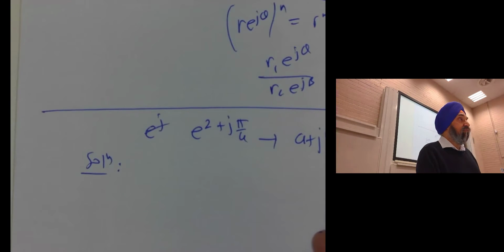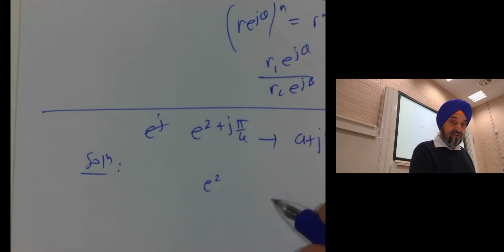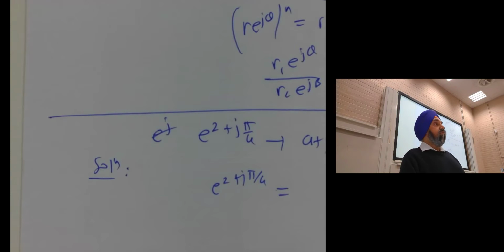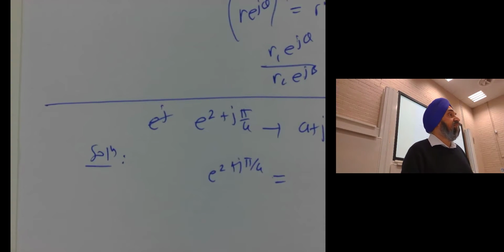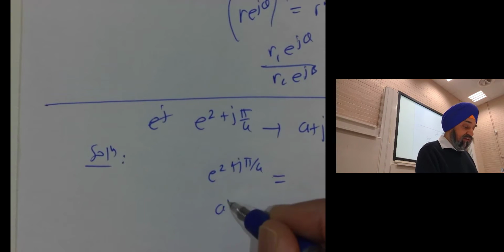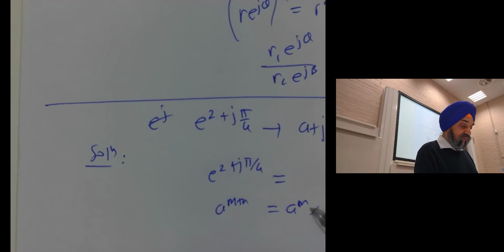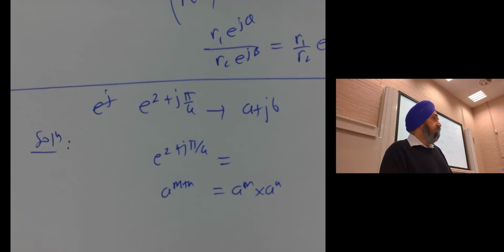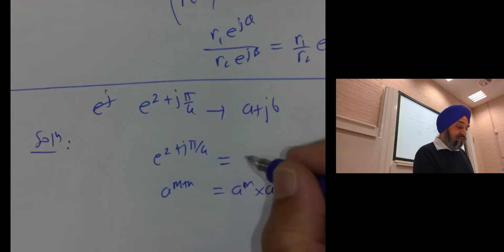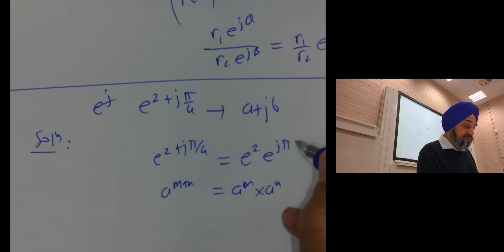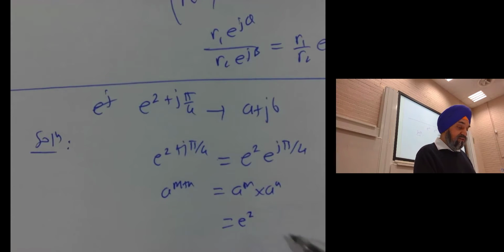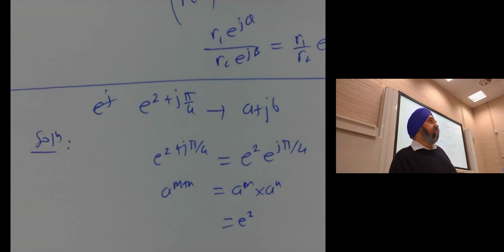convert this into rectangular form? What's e to the 2 plus j pi over 4? It's e squared times e to the j pi over 4, by the rules of indices: a to the m plus n is a to the m times a to the n. You know that, don't you? You've done that millions of times since you were 13 or 14. So that is going to be e squared times e to the j pi over 4. Well, e squared is e squared. What's e to the j pi over 4?